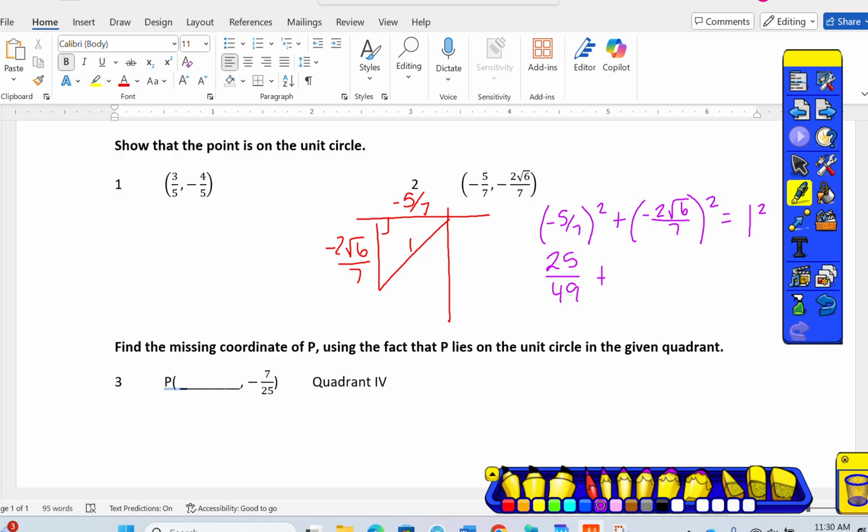That's going to be 4 times 6. So that's going to be 24 over 7 squared is 49. And that equals 49 over 49, which is 1. That is true. So number 2 is on the unit circle.